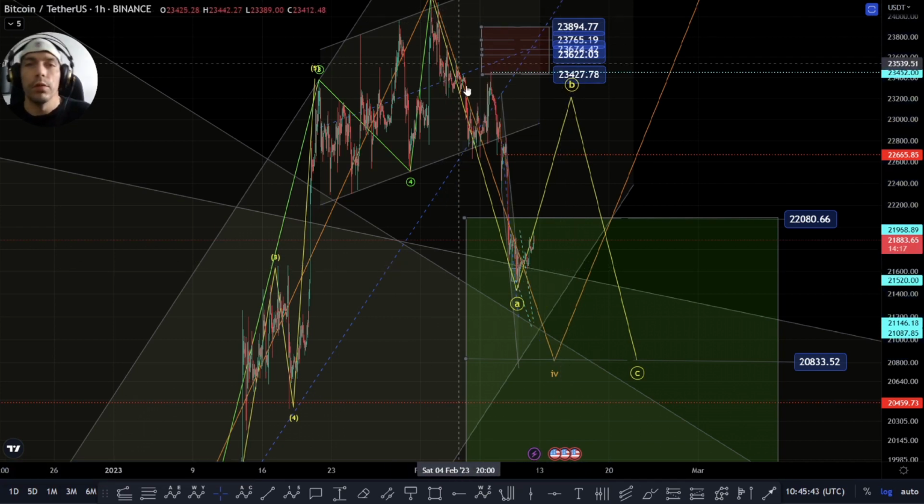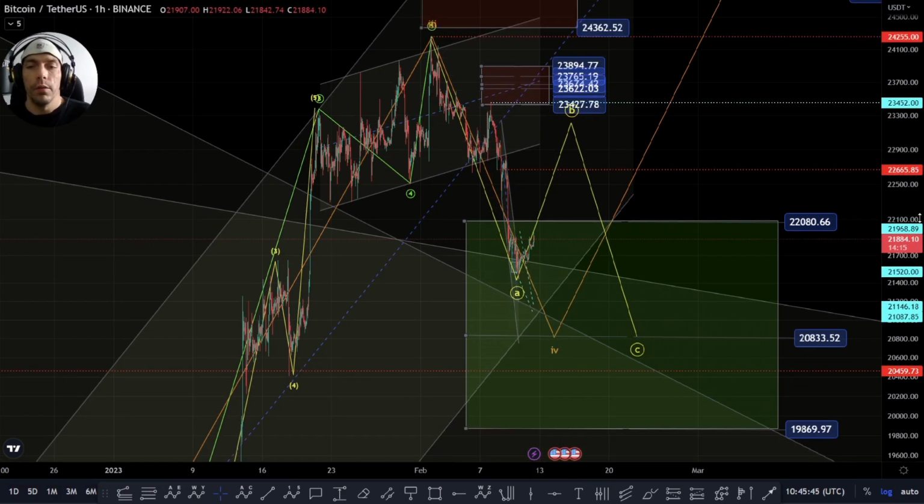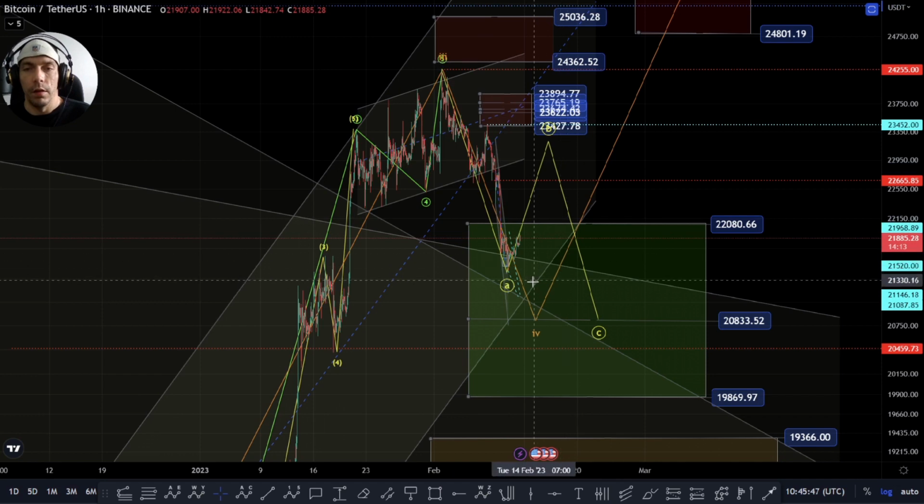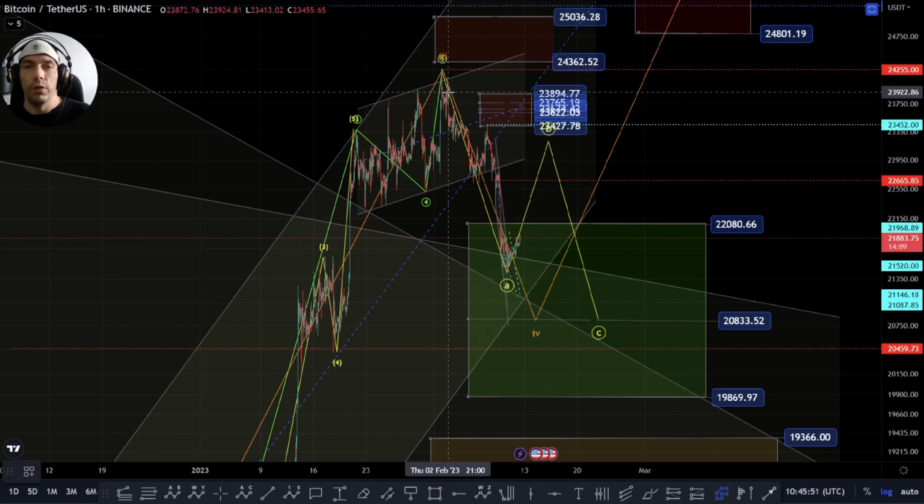We need to just monitor it though, because there is potential if we do start to break down back out of this channel here that we could also. So that's the bullish sort of scenario.